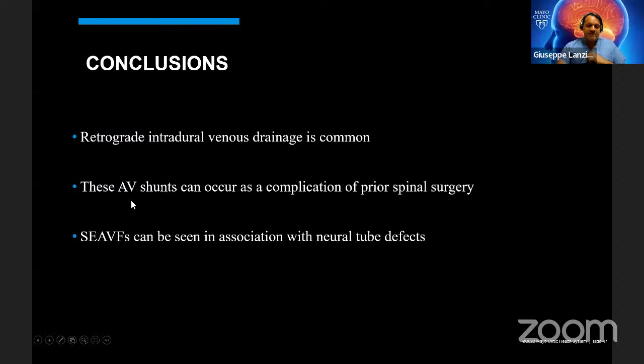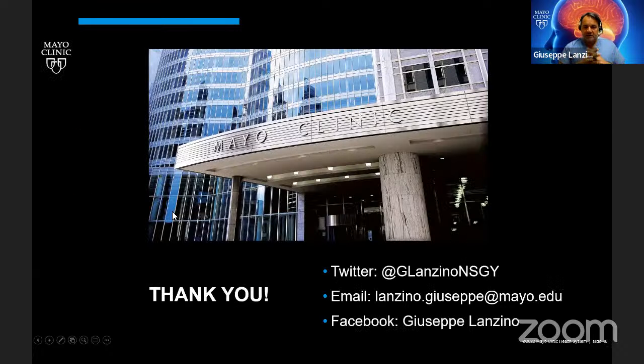Important to keep in mind that these AV shunts, and we're seeing this increasingly, can occur as a delayed complication of prior spine surgery. And there is now, I can say, a fairly established connection between spinal epidural fistulas and neural tube defects. And once again, thank you for giving me the opportunity to discuss some of the mostly practical observations and practical things that we have learned over the years, dealing more and more commonly with this type of AV shunts.